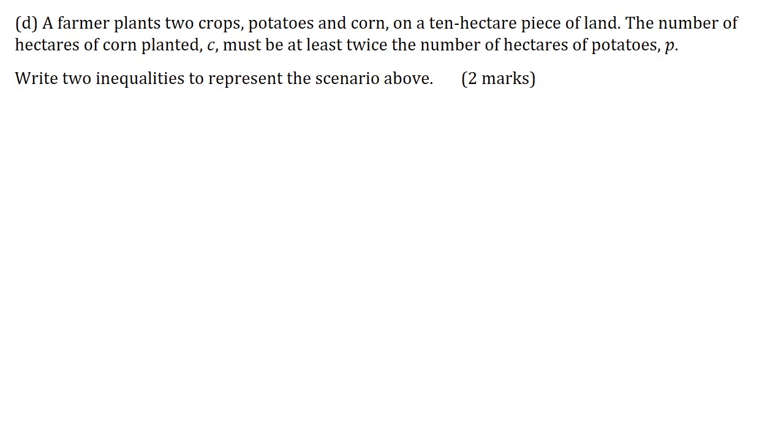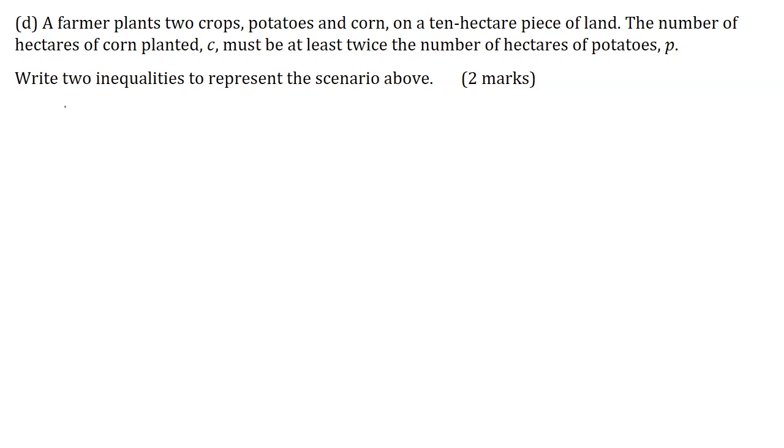Part D, a farmer plants 2 crops, potatoes and corn on a 10-hectare piece of land. The number of hectares of corn planted C must be at least twice the number of hectares of potatoes P. Write 2 inequalities to represent the scenario above for 2 marks. So they told us here that the farmer plants 2 crops, potatoes and corn on a 10-hectare piece of land.